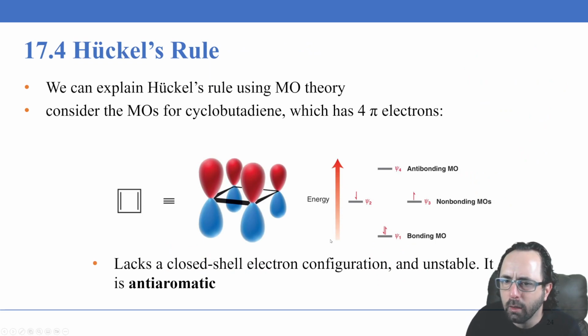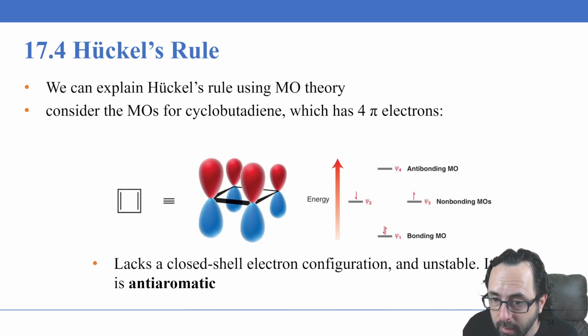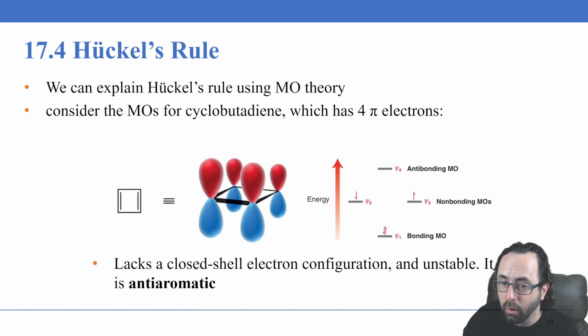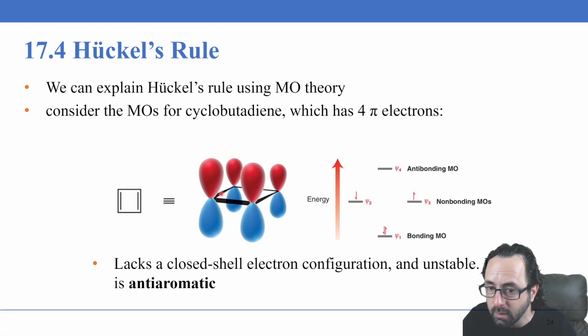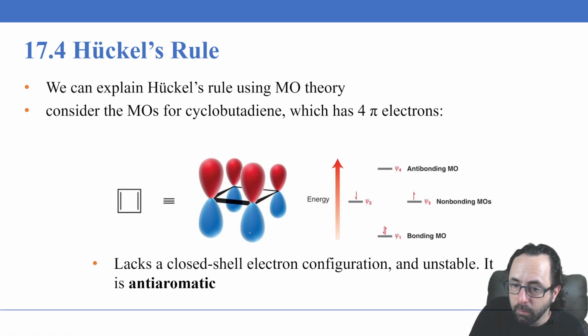Now, we can explain Hückel's rule using molecular orbital theory. So let's say we are considering the molecular orbitals for cyclobutadiene. It's got 4 pi electrons and 4 unhybridized p orbitals, and so those are going to make 4 molecular orbitals when considered within molecular orbital theory. So we have 4 pi electrons here, 1 in each p orbital, right? We're going to get 4 molecular orbitals.